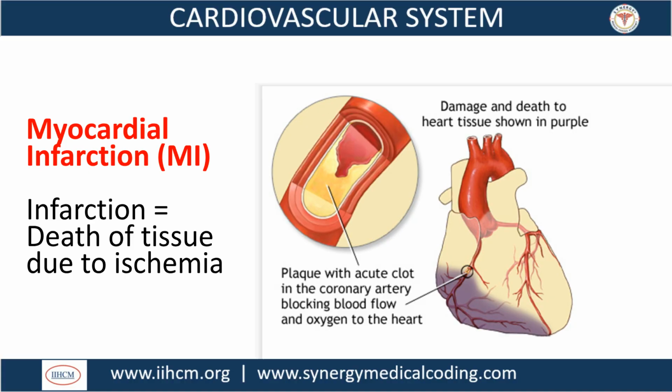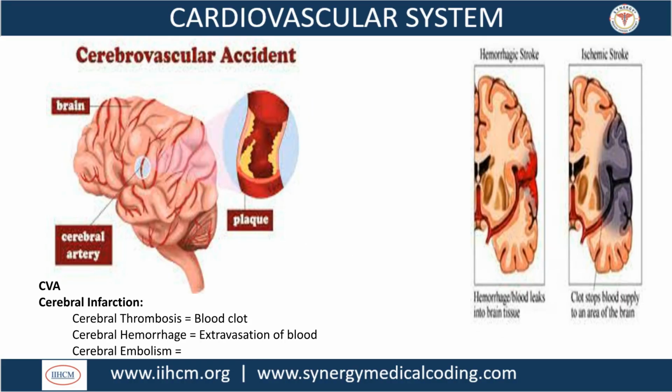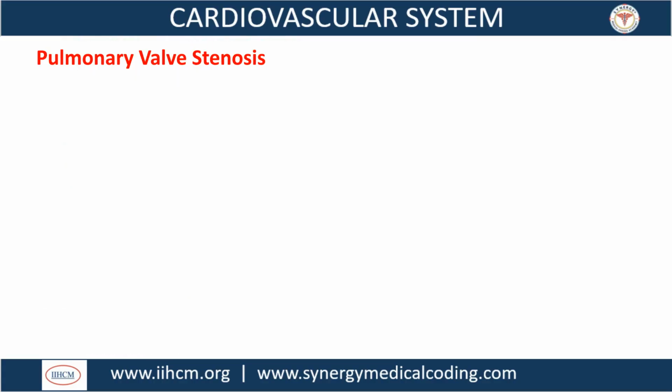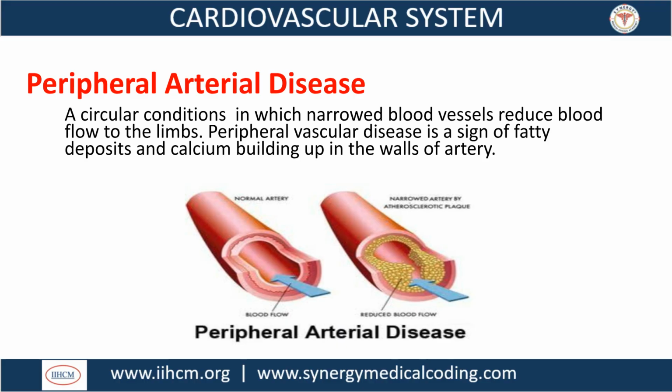Myocardial infarction, or MI, refers to the death of heart tissue due to ischemia. CVA, or cerebrovascular accident, involves cerebral infarction, which can be due to cerebral thrombosis, hemorrhage, or embolism. Pulmonary valve stenosis is a narrowing of the pulmonary valve, hindering blood flow from the right ventricle to the lungs. Peripheral arterial disease is a circulatory condition where narrowed blood vessels reduce blood flow to the limbs, often caused by fatty deposits.